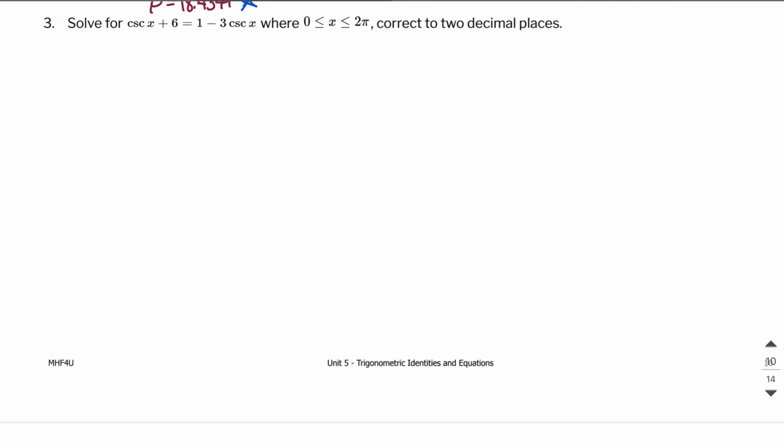Okay, in number 3, we're asked to solve cosecant x plus 6 equals 1 minus 3 cosecant x, where x is between 0 and 2 pi. So this is going to be in radians, and these are always the nicest ones because 0 to 2 pi is just one revolution around. So I don't have to worry about going another revolution around or going backwards or anything.